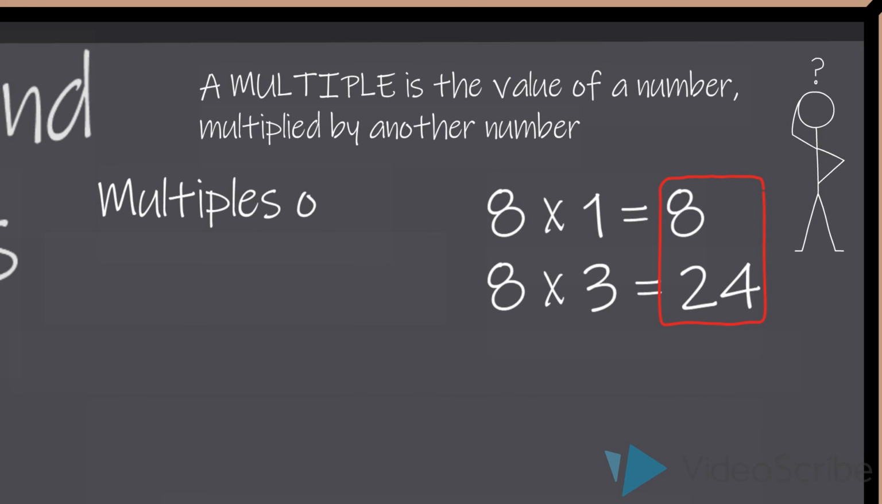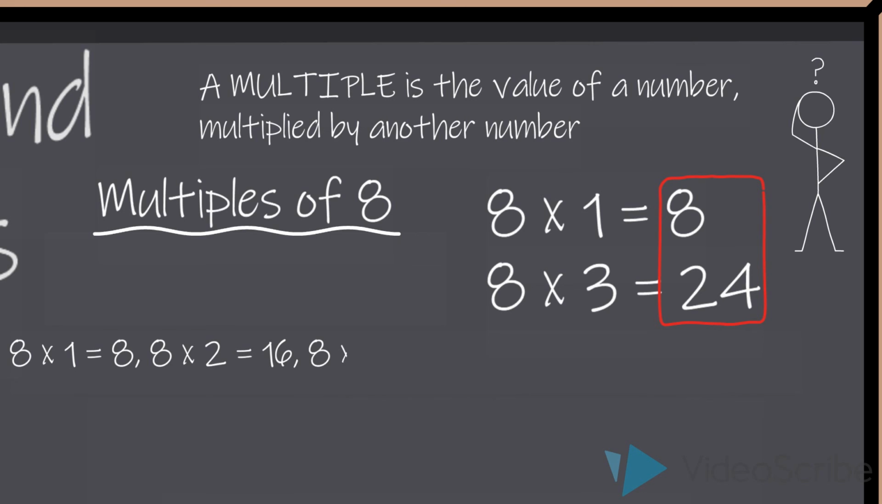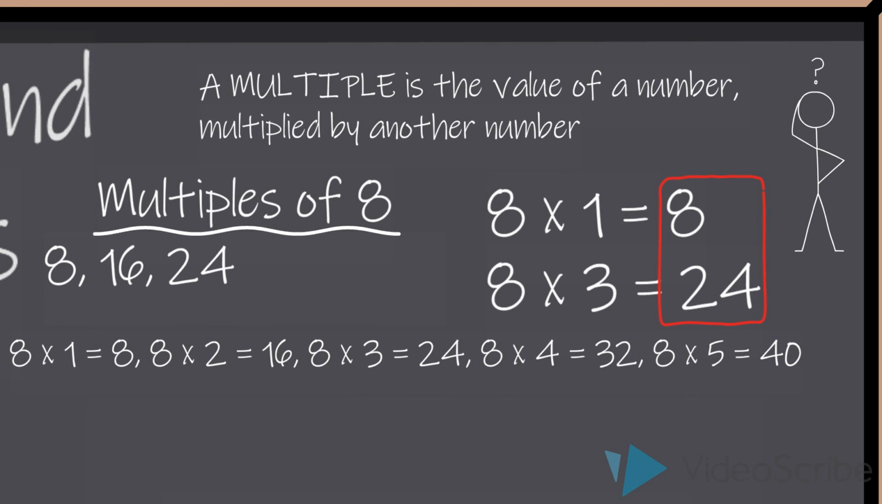Because we can multiply our number by any number to find the multiple, there are an infinite number of multiples for every number. Usually when we look for multiples, we're just looking at the first 5 multiples. For example, 8 times 1 equals 8, 8 times 2 equals 16, 8 times 3 is 24, 8 times 4 is 32, and 8 times 5 is 40. So the first 5 multiples of 8 are 8, 16, 24, 32, and 40.